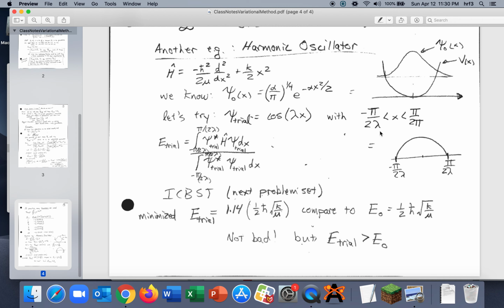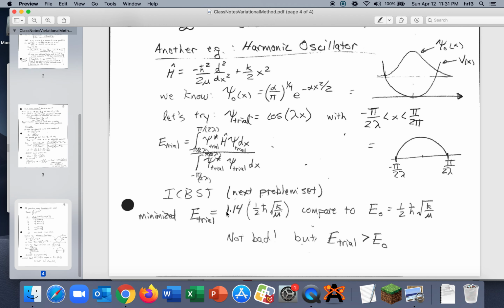We need some boundary conditions here. Negative pi over 2 lambda. Lambda is our variational parameter, and x is in between these two bounds. And then we get the right shape. Integrate. These are our integration limits set by the limits in x. And then it can be shown that, and that'll be in your next problem set.